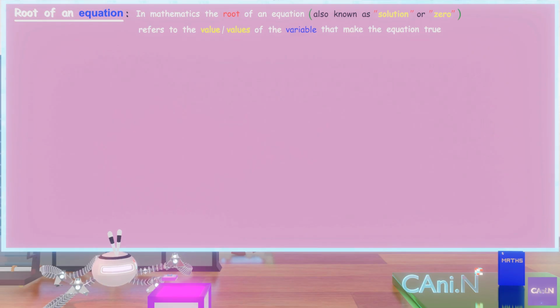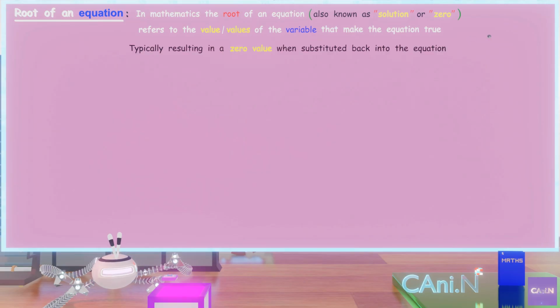Now, root of an equation. In mathematics, the root of an equation refers to the value or values of the variable that make the equation true, typically resulting in a zero value when substituted back into the equation. An equation can have a single root, multiple roots, or no roots at all.